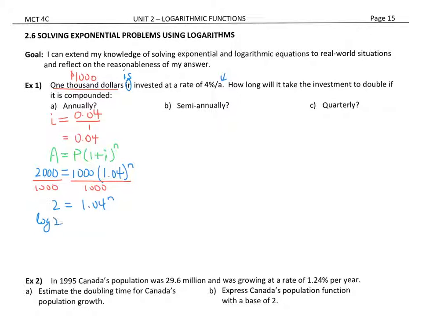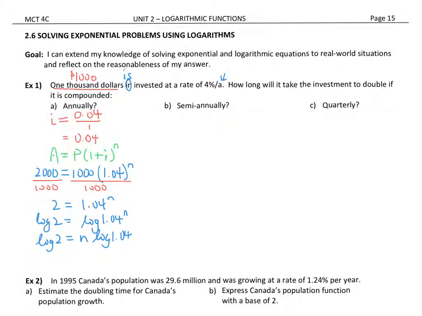The log of 2 is equal to the log of 1.04 to the exponent of n, and then we can apply the power law of logs to make that n times the log of 1.04, and that's still equal to the logarithm of 2. This is all base 10, so it's easy to calculate on our calculators.